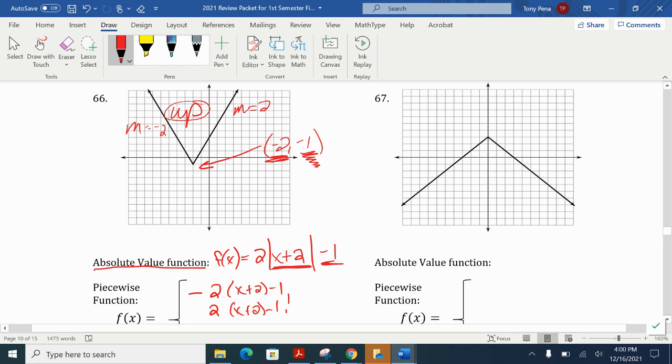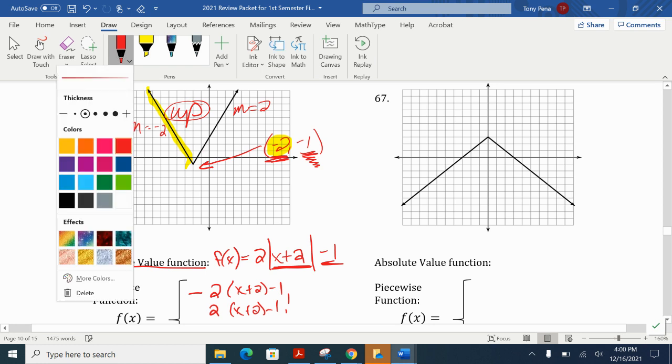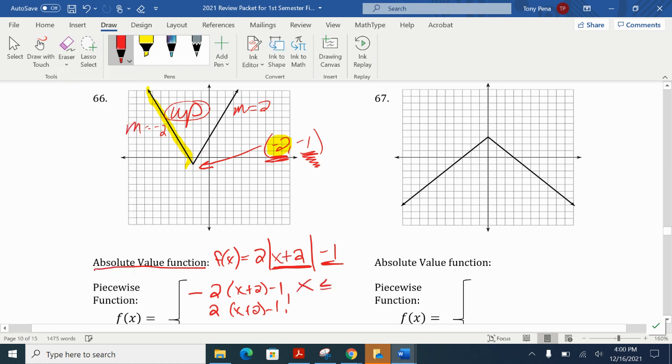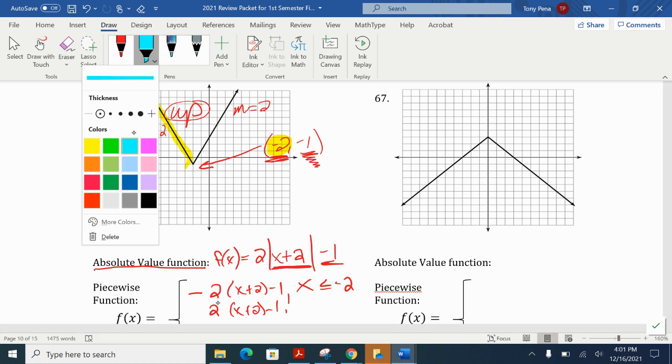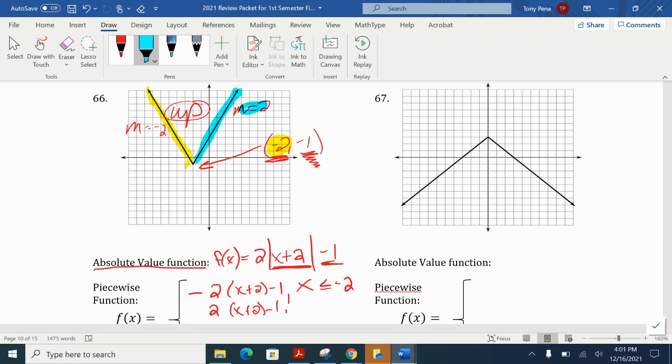We need our intervals. So the -2 slope is over here. It's to the left of this vertex point, and that x coordinate on the vertex is a -2. So we just want all x values that are less than -2. If you look at when do we have a slope of +2, that's over here on the right-hand side. So that's the second one, and those are all x values that are greater than -2.